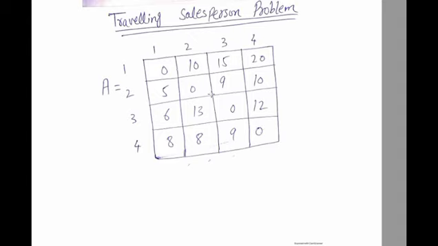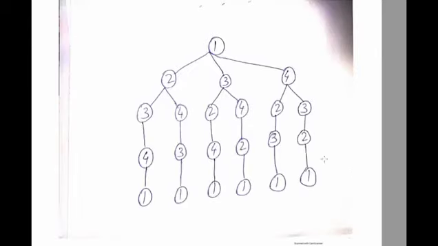Now how are we going to draw the different routes that a salesperson can take? If the salesperson starts at the vertex 1, then he can go to 2, 3 or 4. Now, if he is at 2, then what are the other possibilities if started at 1? That are 3 and 4. If he is at 3, what are the other possibilities? That is 2 and 4. If the salesperson is at 4, if started at 1, what are the other possibilities? That are 2 and 3.